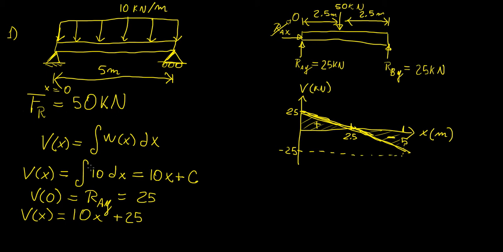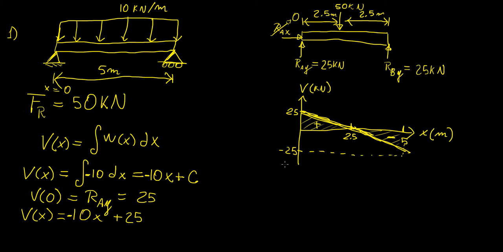But now, one thing that we need to notice is that, hang on a minute, this is actually going down. And it makes sense because if you look at your distributed load, this is actually pushing the beam down. So that means that we should actually make this negative over here. So the equation should actually be minus 10x plus 25. And that makes sense because if you plug 0 into here, you get 25. And then if you plug x equals 5, you have minus 50 plus 25. So you end up over here. So that's the correct equation you should actually have in this case.